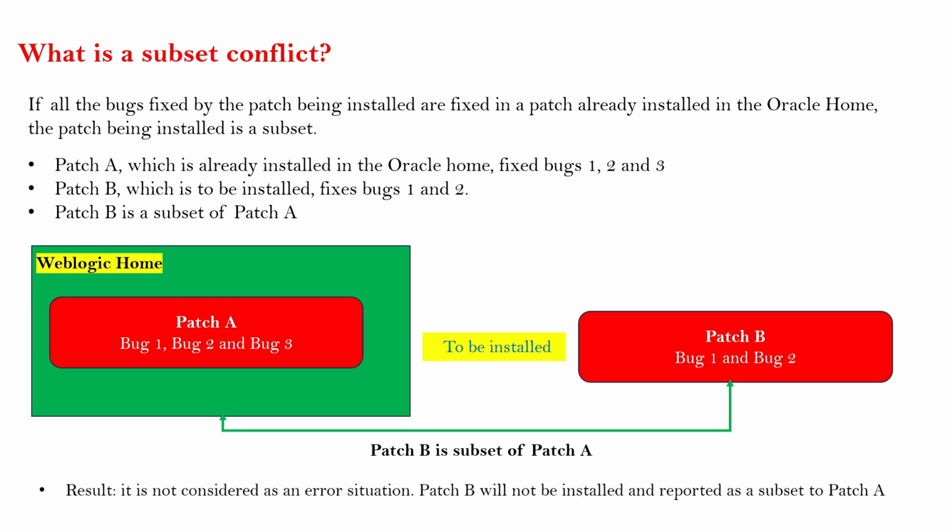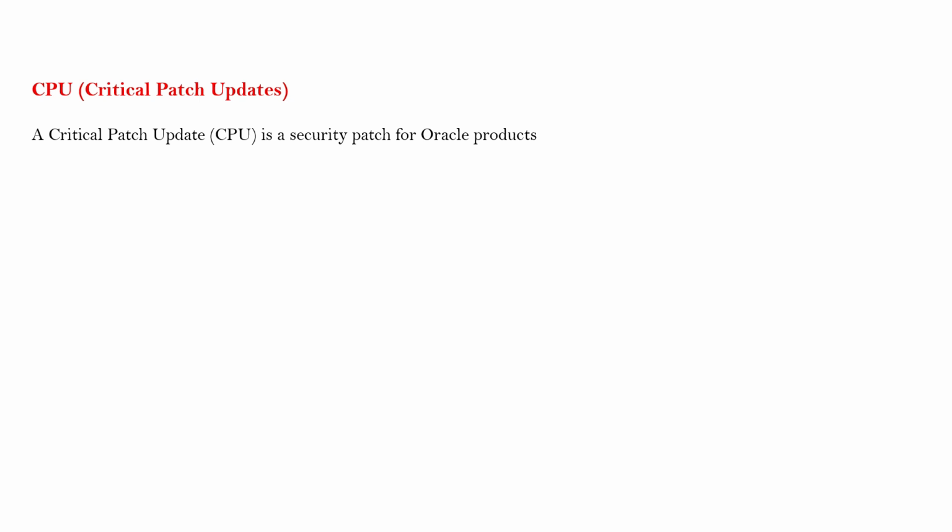So if you have a subset conflict, then you don't need to do anything. That means you don't need to apply the patch in your system, because the bug fixes applied by this particular patch are already in your system. So this is called a subset of patch. You don't need to do anything in that case because the patch, along with the particular bugs, is already in your system. Right.